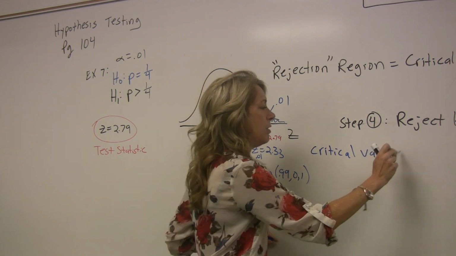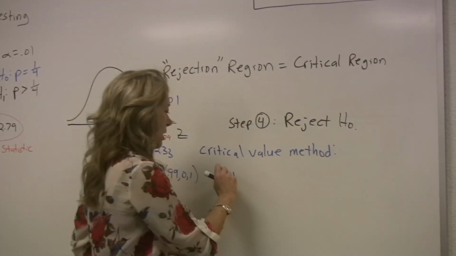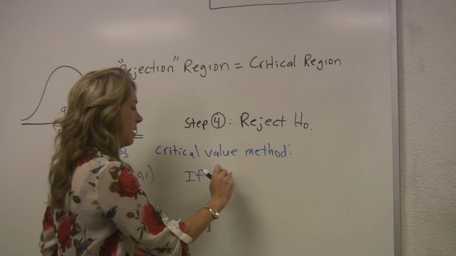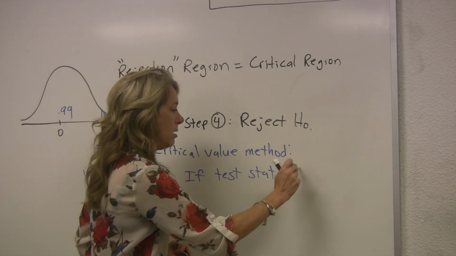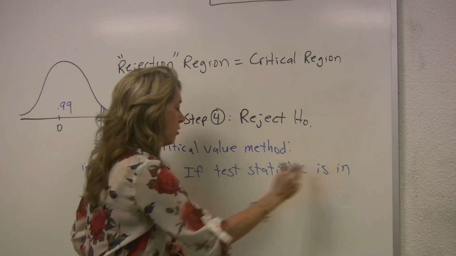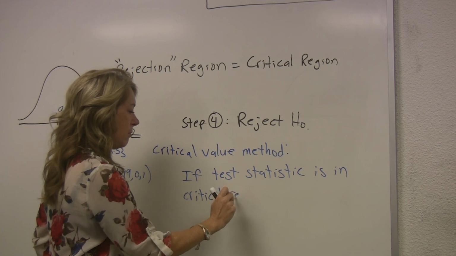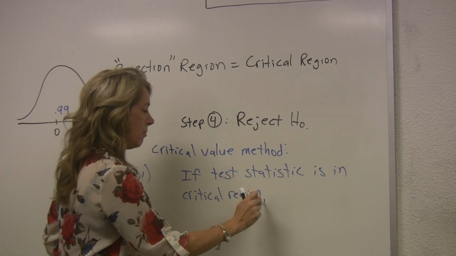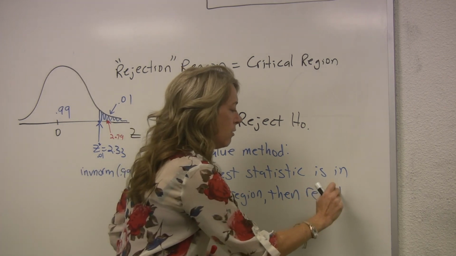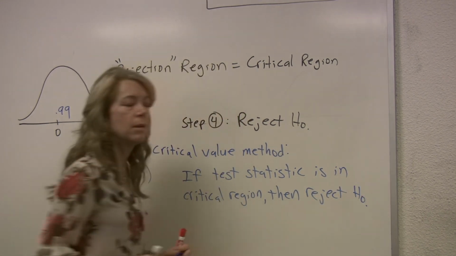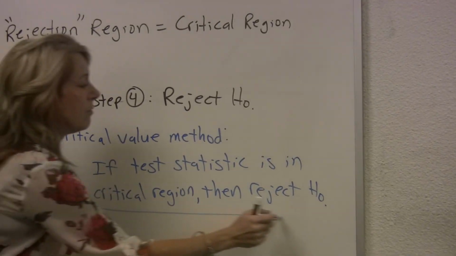Let's talk about what I'm doing. If your test statistic is in your critical region, then reject H0. That's how you make your decision for the critical value method.